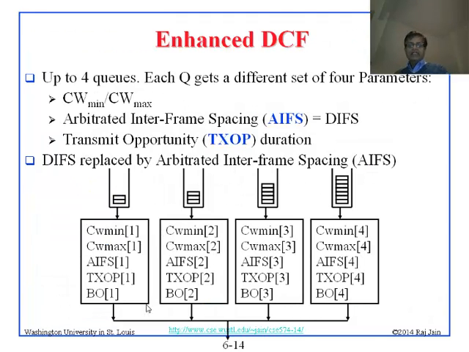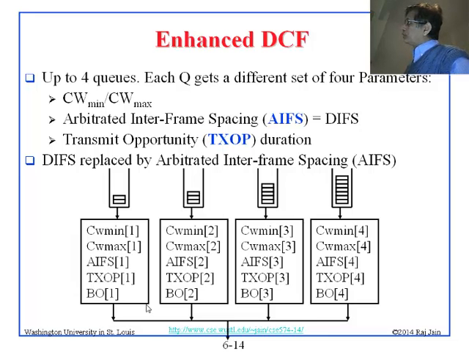All right, so what is enhanced DCF? EDCF or EDCA as they call it, enhanced distributed channel access. So basically instead of 1 queue, now you allow 4 queues. Each queue has its own CW min, CW max, and what we used to call DIFS, now we call AIFS. We could have called it DIFS, but they call it AIFS, arbitrated interframe spacing. Old DIFS is now called AIFS.